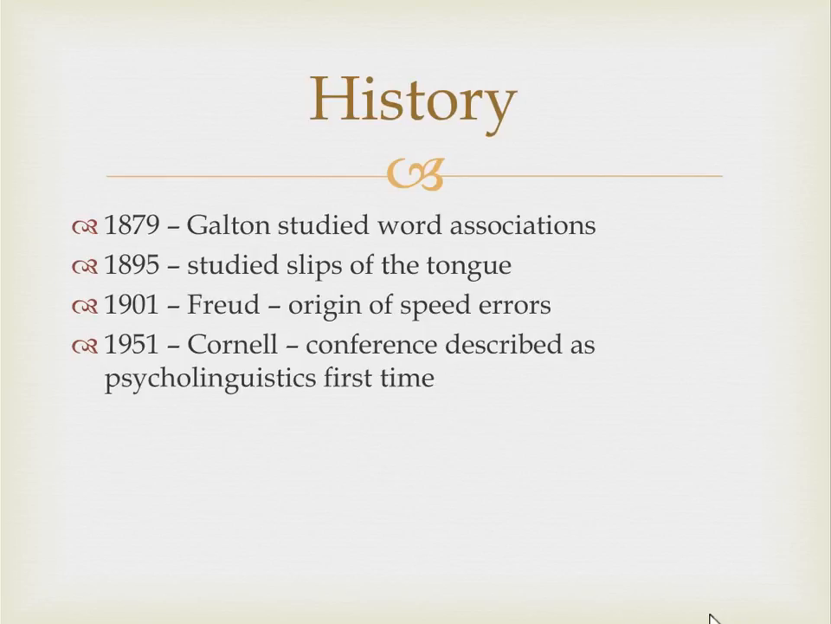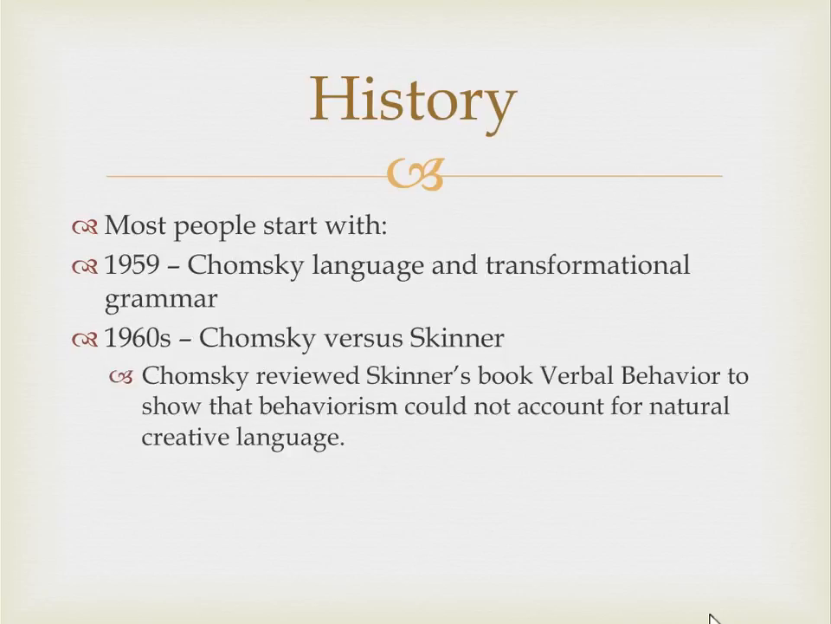But psycholinguistics didn't really catch on till the 1950s, and that's about the same time that cognition really became its own section of psychology. And that happened at Cornell. It was the first time something was described as a psycholinguistics conference. 1956 is the year that we have our first big cognition conference. So the 50s is where we really get started in the way that we know psycholinguistics today.